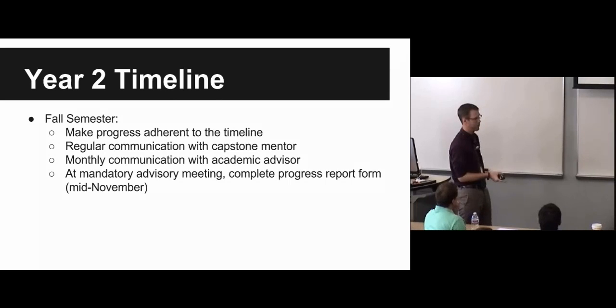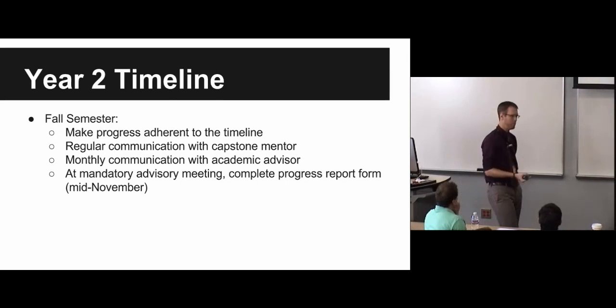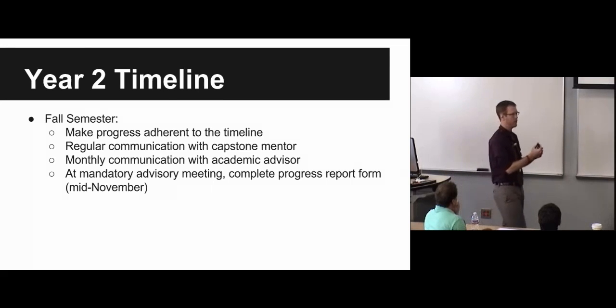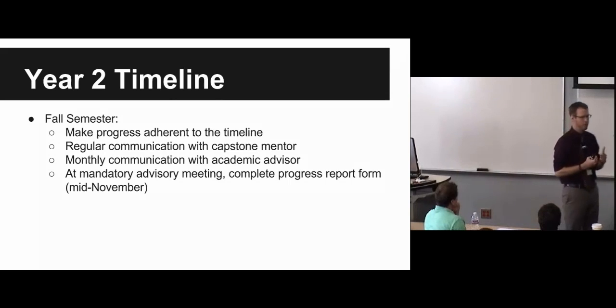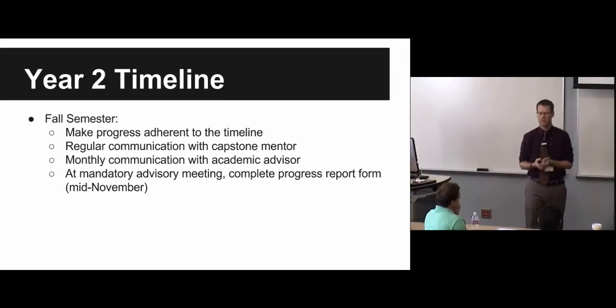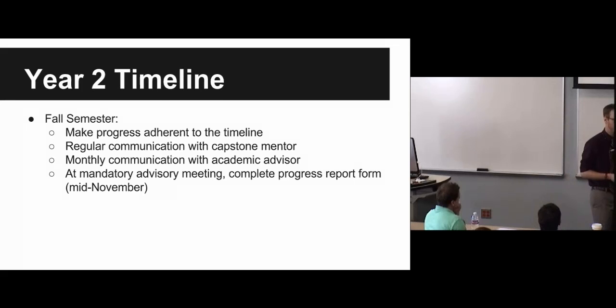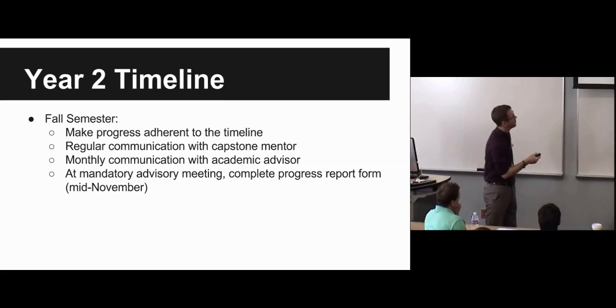You might remember from advising, there's a mandatory meeting every semester between you and your advisor. So there will be that progress report form to be completed. And so for year two in the fall, that would be mid-November. That form is going to cover everything. It's going to cover your coursework, and it's going to cover your capstone project. So when we meet in the middle of fall this year, there's probably not going to be much to talk about for the capstone. We'll probably talk about the idea and the direction you're thinking about going into. But in year two, there's going to be a lot of detail on this progress report form.